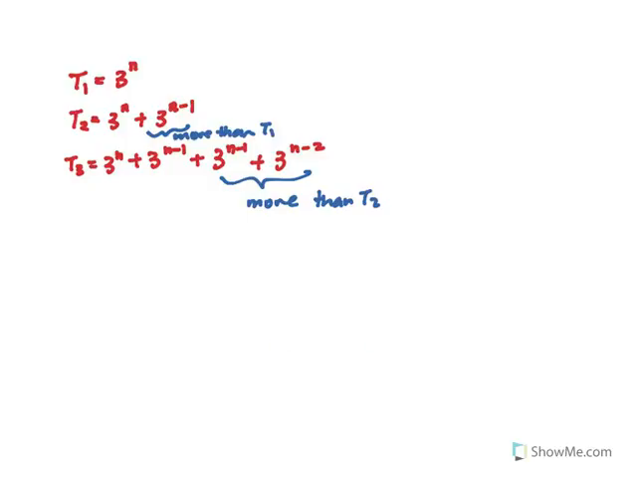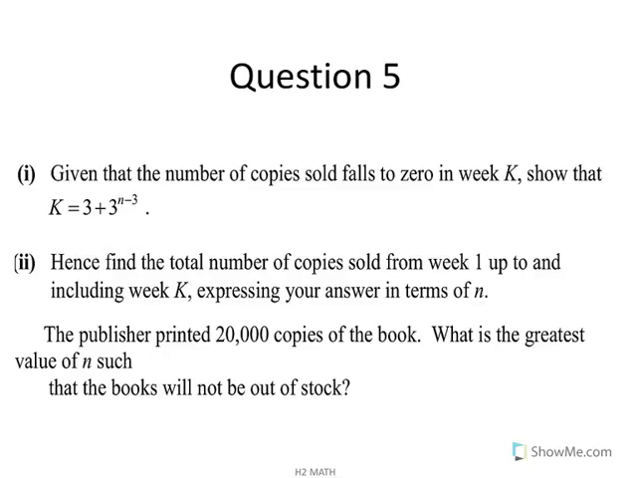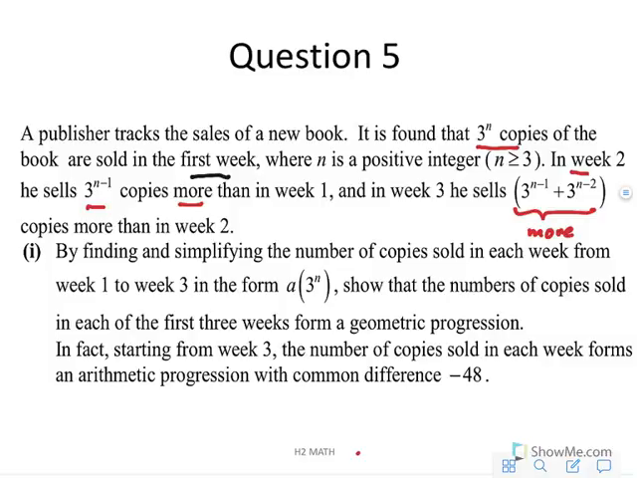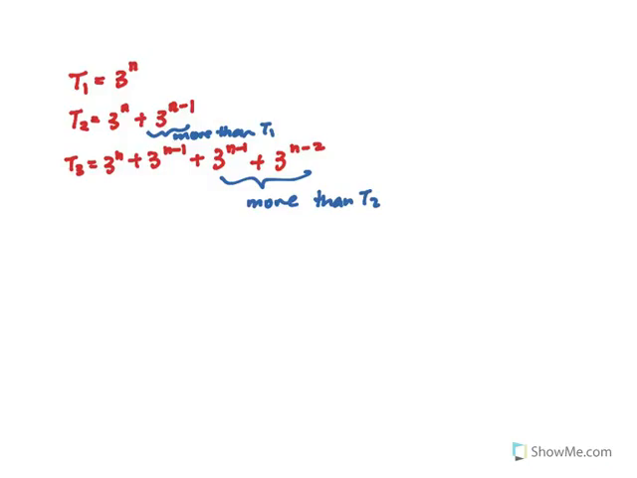Okay, so very quickly, I want to show, by finding and simplifying the number of copies sold in each week from week 1 to week 3 in the form of a times 3 to the power of n, that the number of copies sold in each of the first 3 weeks form a GP. So looking at my first 3 terms, this is the number of copies that are sold each week.